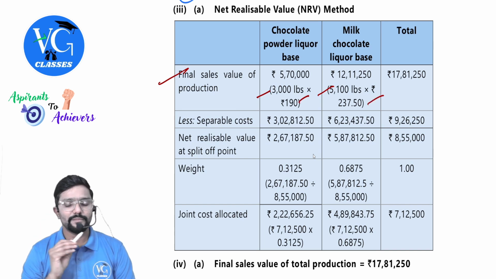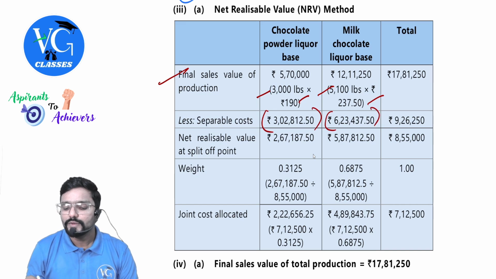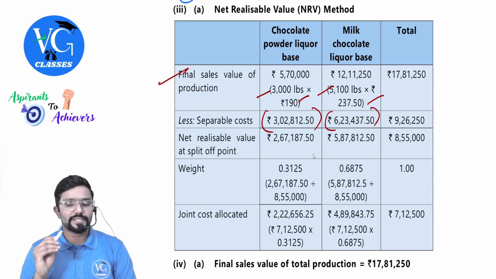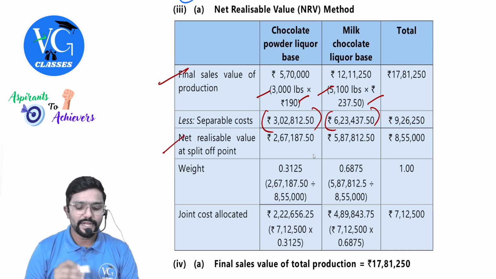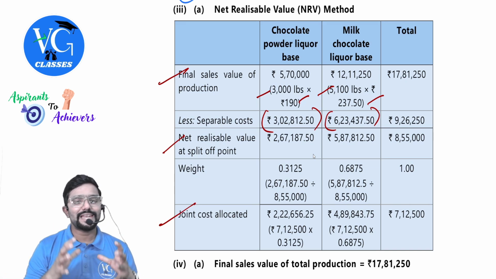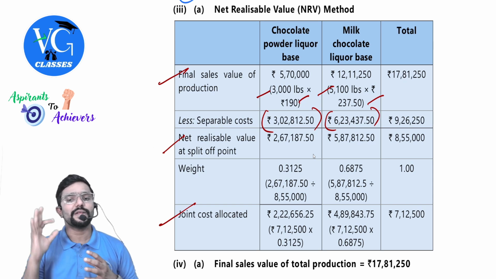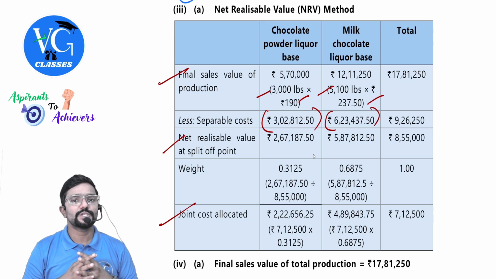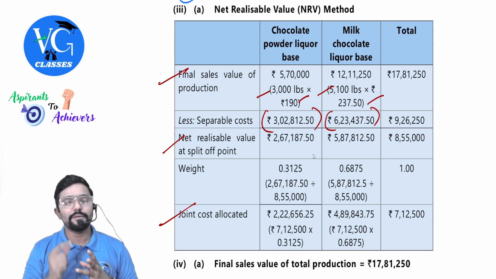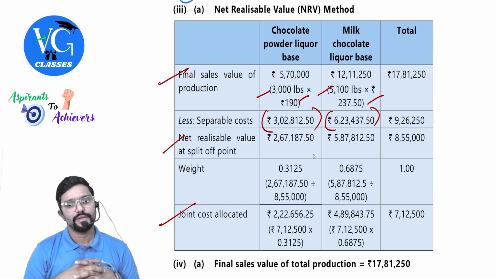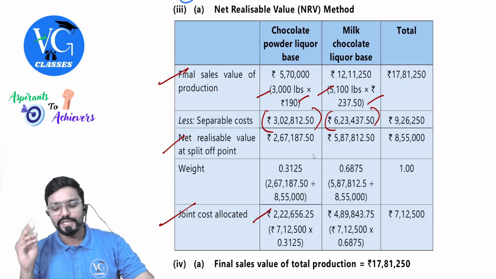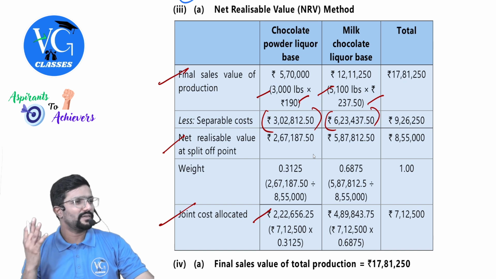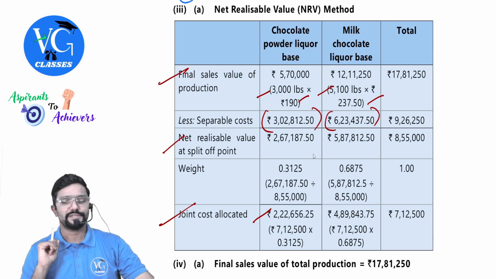Yes, multiply. From that reduce separation cost, that is further processing cost. What do you get now? Net realizable value. Use that as a ratio. Sir, what will be the amount? Simple. 7,12,500 into 2,67,187.5, which is the net realizable value of chocolate powder liquor base, divided by 8,55,000. Are you getting 2,22,656? Better you round up. As it is rupees, you can just keep it 56.